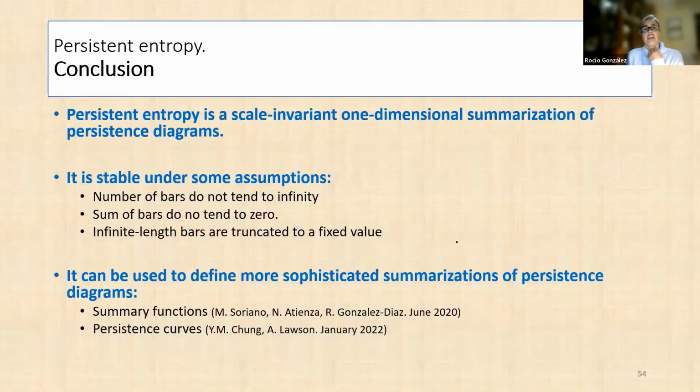Summing up, we can say that it is a scale invariant, one-dimensional summarization of persistence diagrams. Since it is just a number, it's very easy to use in machine learning. And also it is important that it's stable under some assumptions. So we have to be careful how to use persistent entropy to have a stable procedure.